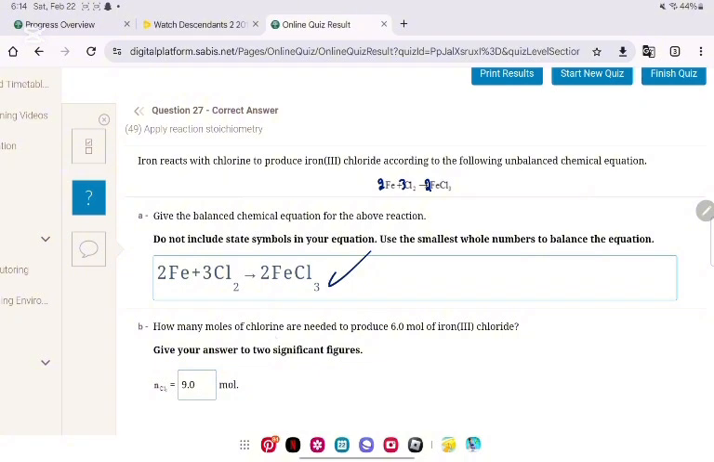Okay, and then here, how many moles of chlorine are needed? Okay, let me rewrite it. 2Fe plus 3Cl2 gives you 2FeCl3. Okay, so how many moles of chlorine? So they want chlorine, so 3 over question mark. And then of iron chloride, they want 2 over 6. You cross multiply, you get 9.